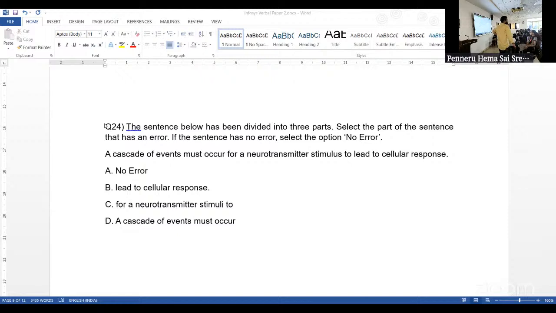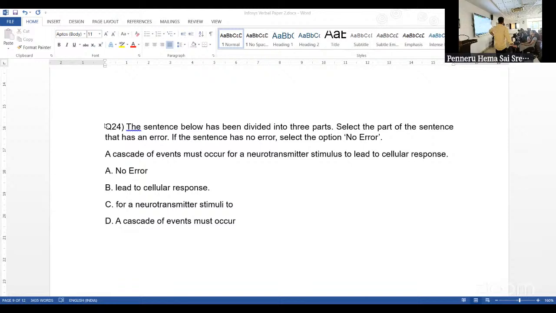Firstly, tell me what is the parts of speech of lead? No, I'm not asking verb forms. What is the parts of speech? Verb or adjective or what? Verb. Correct. So if you are using verb, is there only one verb or are there any other verbs? A cascade of events must occur. Okay, fine. So now there are two verbs.